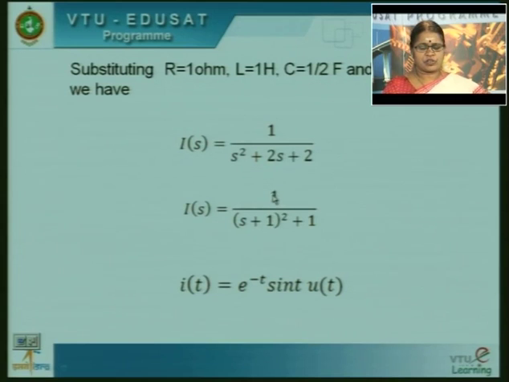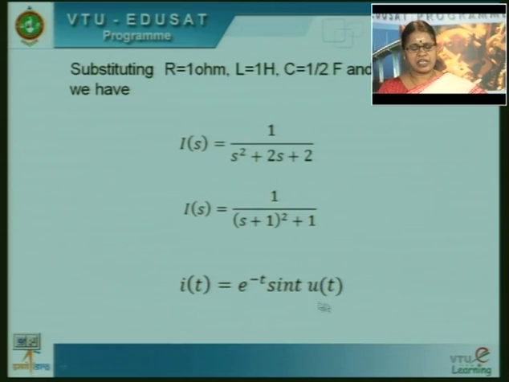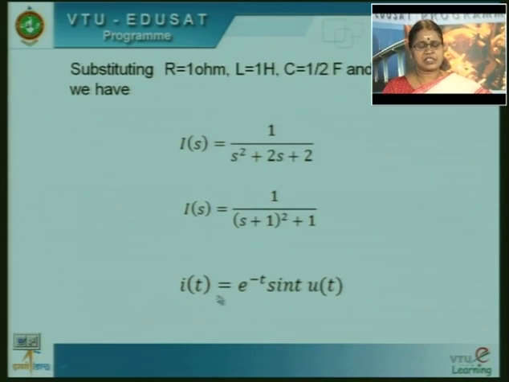We know the Laplace inverse of 1 divided by s plus 1 whole square plus 1 is e power minus t into sin t u of t. So, the solution for current in this network is e power minus t sin t u of t. You can see that this current is a product of an exponentially decaying term multiplied by sin t.